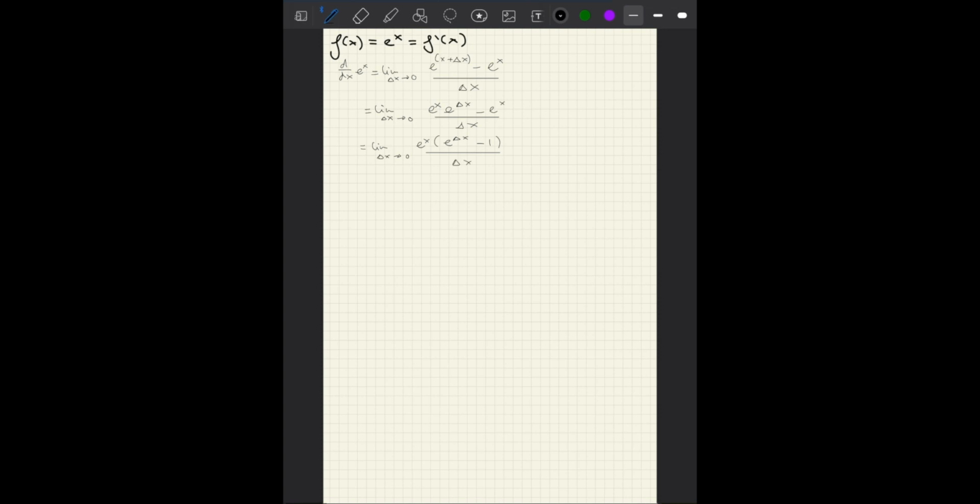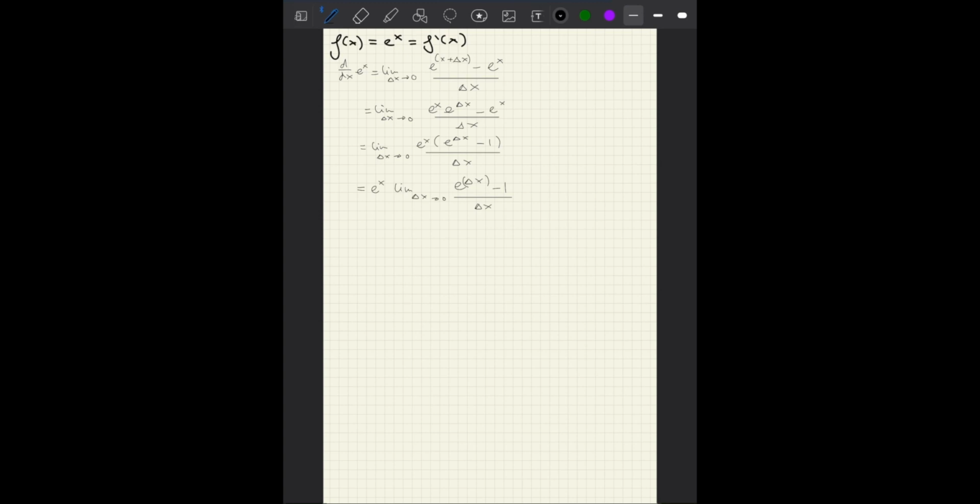And when it comes to limits, the only thing that's important is something that has this part in it, the delta x, right? Because nothing else is going to be affected. If there's no delta x, then the expression will not be affected. So what we can do is we can take the e to the power of x out of the expression, right? Because it doesn't matter if delta x goes to 0, e to the x will still be e to the x. So we have e to the x times the limit as delta x approaches 0 of e to the power of delta x minus 1, all of that over delta x.